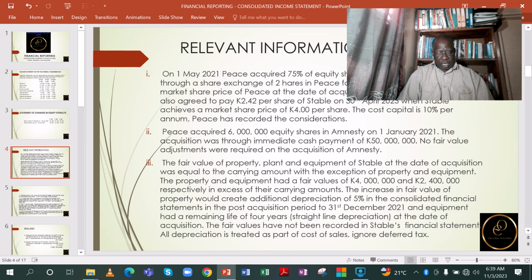Also, we're saying that this will be paid on 30th April 2023, when Stable achieves a market share price of 4 kwacha per share, and the cost of capital is assumed to be 10% per annum, and Peace has recorded the consideration.